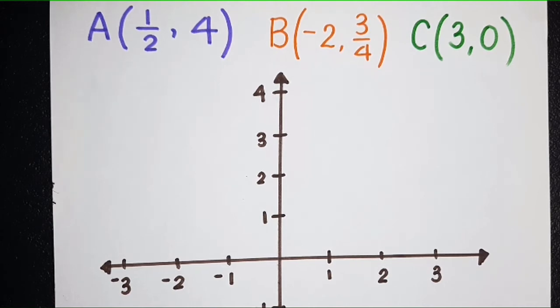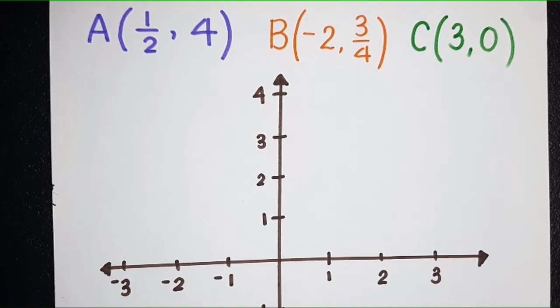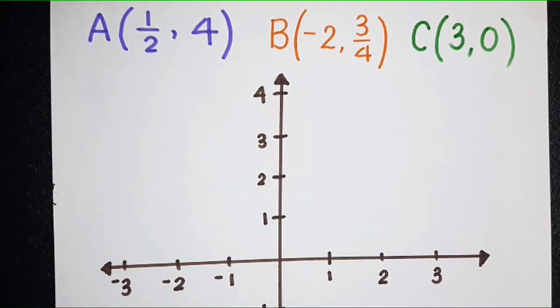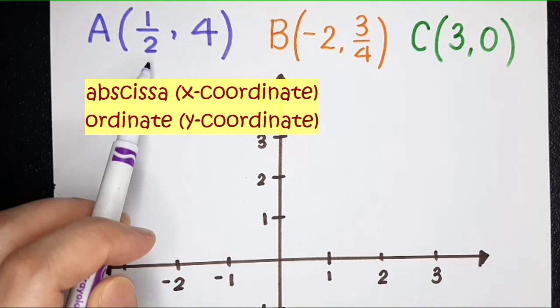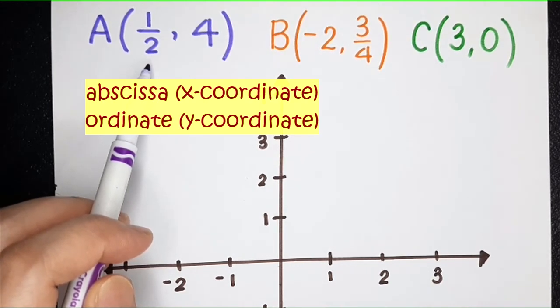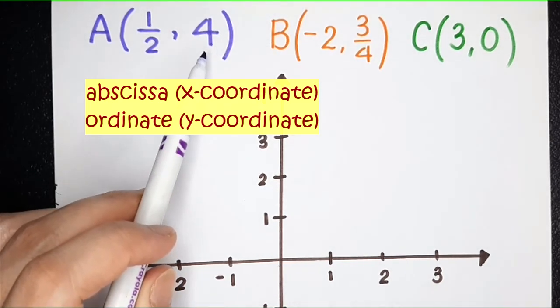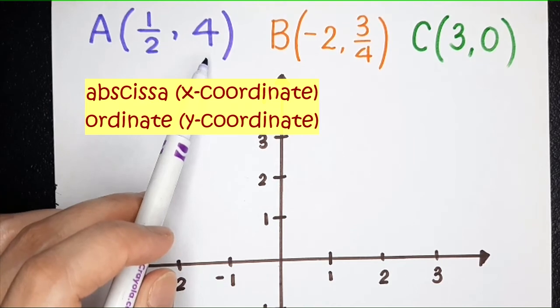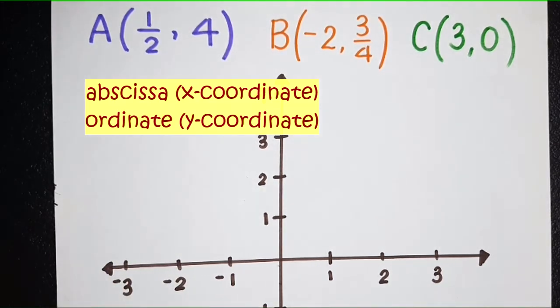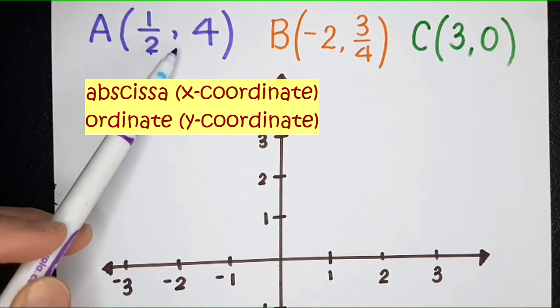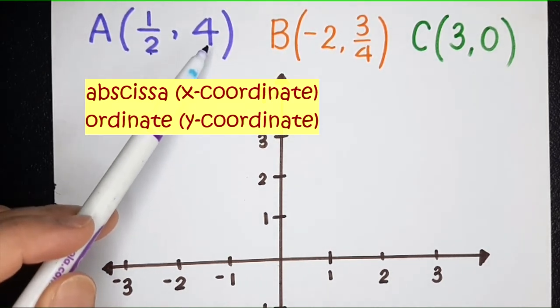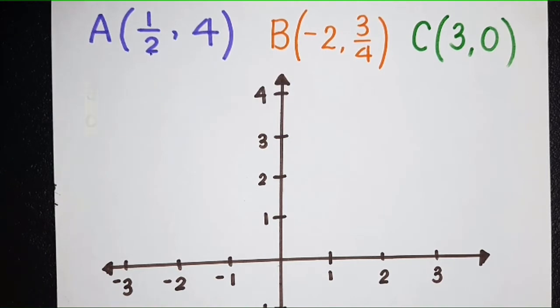Okay, let's practice more. Let's plot these 3 points. Okay? So, let's begin with point A. Point A has coordinates 1/2, 4. Oh, by the way, the x-coordinate is called abscissa. Okay? And then the y-coordinate is called the ordinate. Okay? So, please don't forget that. Okay? This is the abscissa and this is the ordinate.